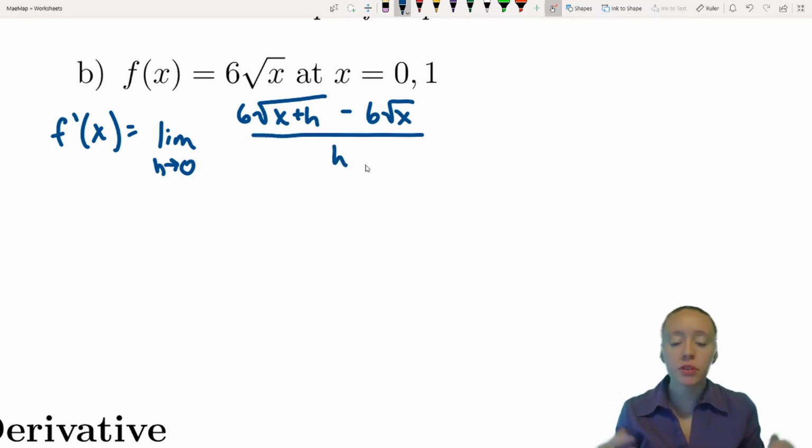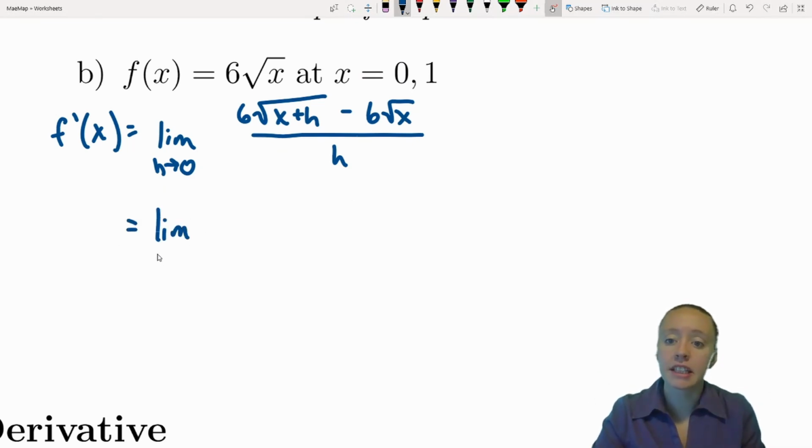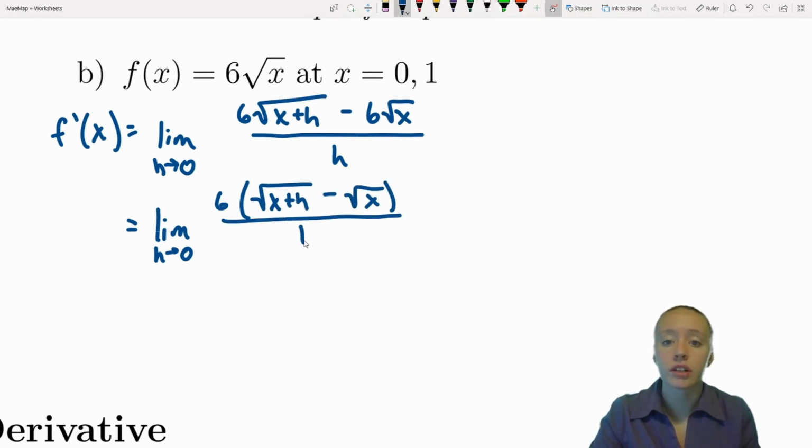Now we have a square root in our numerator, and we're trying to cancel out this h in our denominator. We're going to be multiplying by the conjugate. But before I multiply by the conjugate, I'm going to make this easier and pull out my greatest common factor in my numerator, because each term has a 6. So I'm going to rewrite this as the limit as h approaches 0 of 6 times the square root of x plus h minus the square root of x all over h.